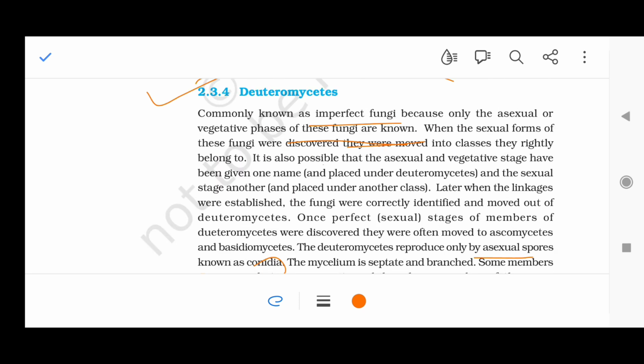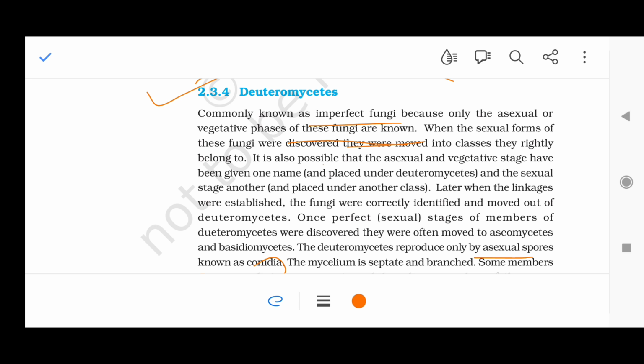Now come to the next class, that is Deuteromycetes, commonly known as imperfect fungi because only the asexual or vegetative phase of these fungi is known. When the sexual forms of these fungi were discovered, they were moved into the classes they rightly belong to. It is also possible that the asexual and vegetative stages have been given one name placed under Deuteromycetes, and the sexual stage another placed under another class. Later, when the linkages were established, the fungi were correctly identified and moved out of the Deuteromycetes.